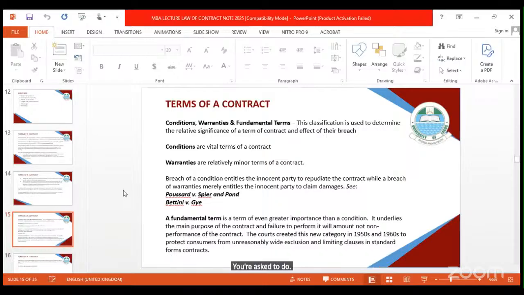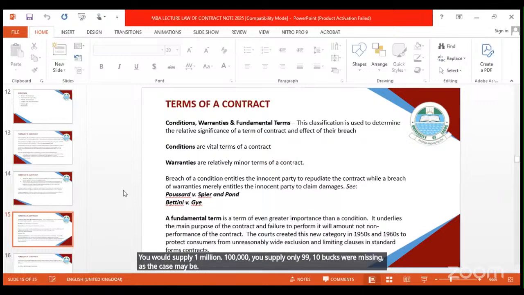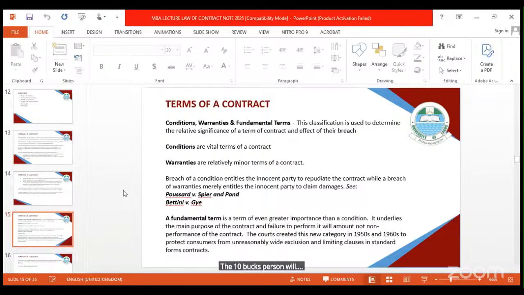Many ways. Contract for supply of fertilizers. You are to supply 1 million bags, you supply only 999,990. 10 bags were missing, as the case may be. The person will look at it as being minor and things like that.